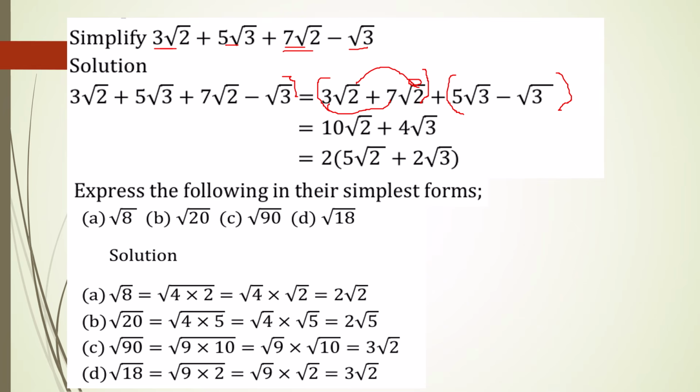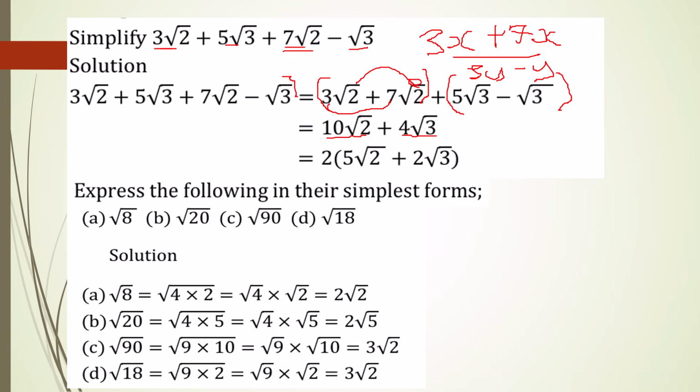So we consider this one as an unknown. For example, if you say that root 2 is x, it's the same as 3x plus 7x. It's the same concept we use here. So 3x plus 7x is going to give you 10x. That's why we wrote here 10 root of 2. Then the same thing applies here. If root of 3 is y, you're going to have 5y minus y, and you end up with 4y. That's why we have 4 root of 3.